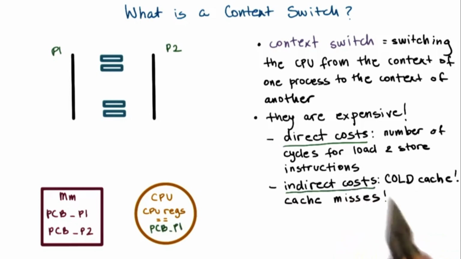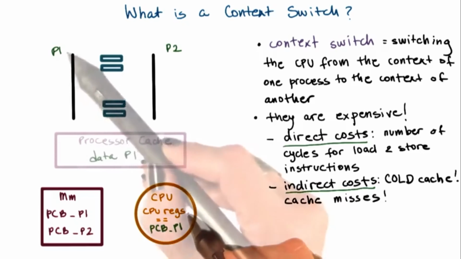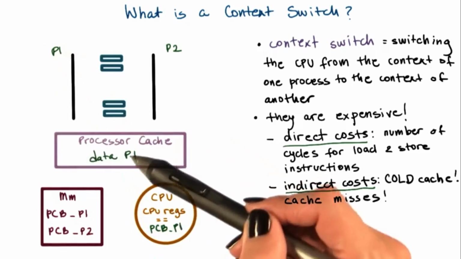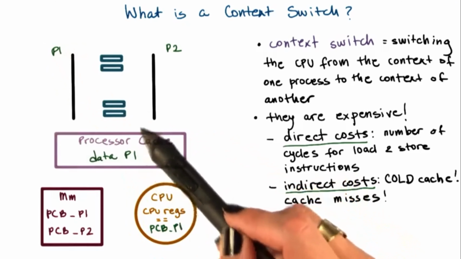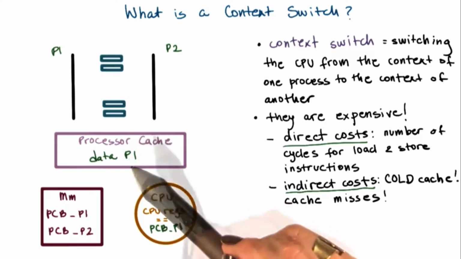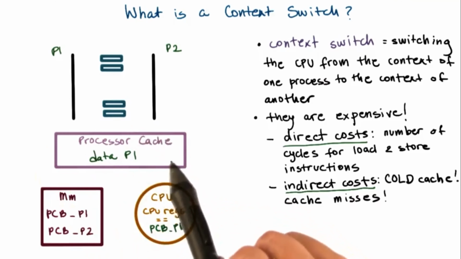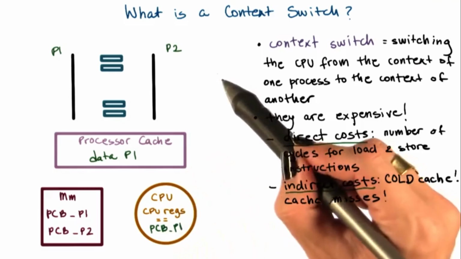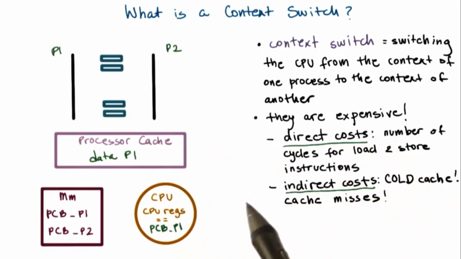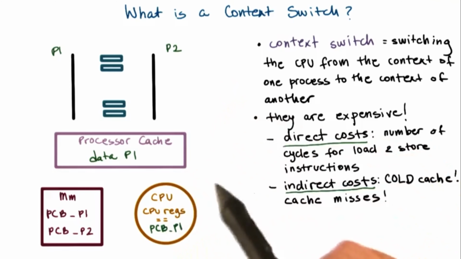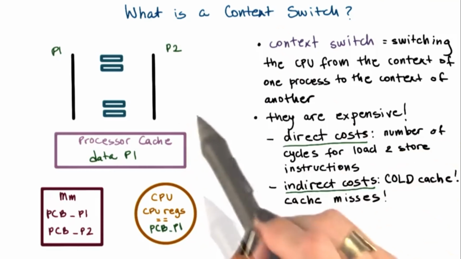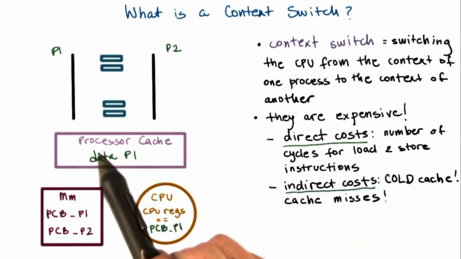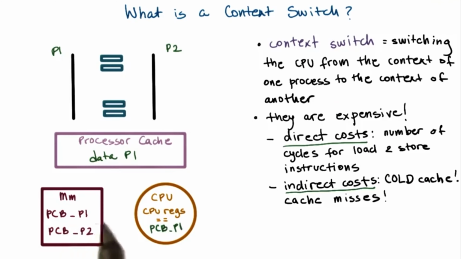There are also indirect costs. When process 1 is running on the CPU, a lot of its data is going to be stored in the processor cache. As long as P1 is executing, a lot of its data is likely going to be present somewhere in the processor cache hierarchy. In the picture, we show a single processor cache, but in practice, modern CPUs have a hierarchy of caches from L1 to L2 down to the last level cache, and each one is larger but potentially slower than the previous one. More importantly, however, accessing this cache is much faster than accessing the memory.